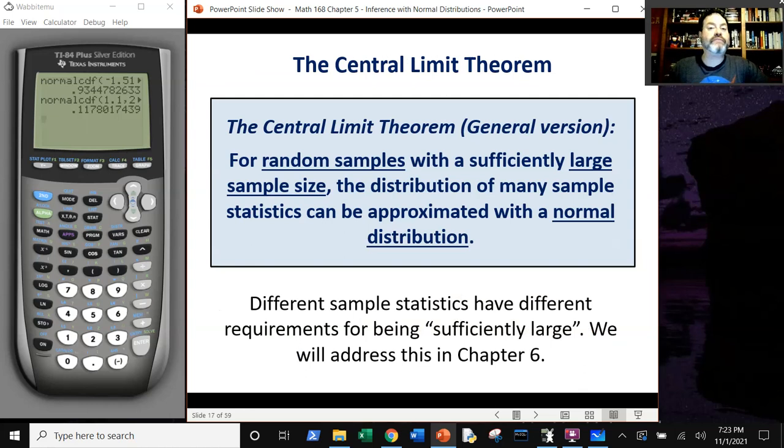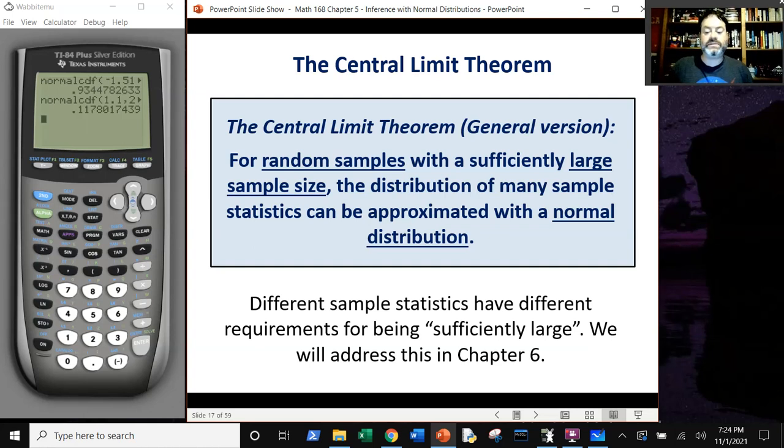So here's the first major mathematical principle of this entire class. It's called the central limit theorem. For random samples with a sufficiently large sample size, the distribution of many sample statistics can be approximated with a normal distribution. It's pretty straightforward. It just means if the samples are large and random, then we can overlay this theoretical normal distribution and use its properties instead of relying on a randomization distribution. That's it. That's all it says.